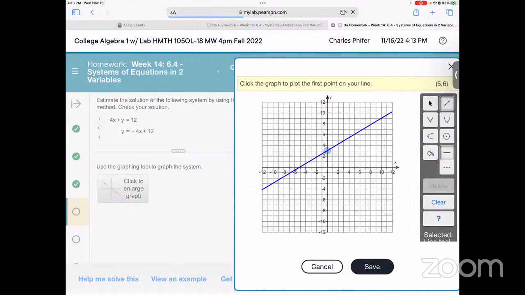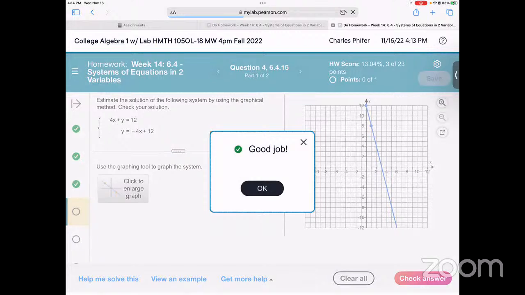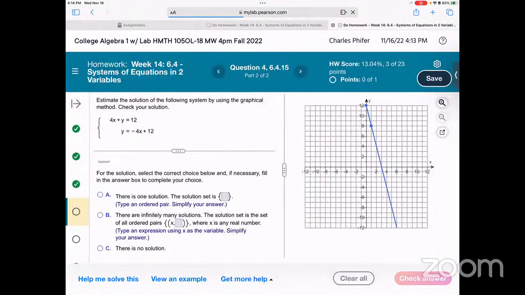So the y-intercept is 12 and the slope is negative 4. So then we should be down to 8, so we should be at 1, 8. I'm just going to hit save and check the answer. Because one equation is a multiple of the other, there are infinitely many solutions, and they take on the form x, negative 4x plus 12.